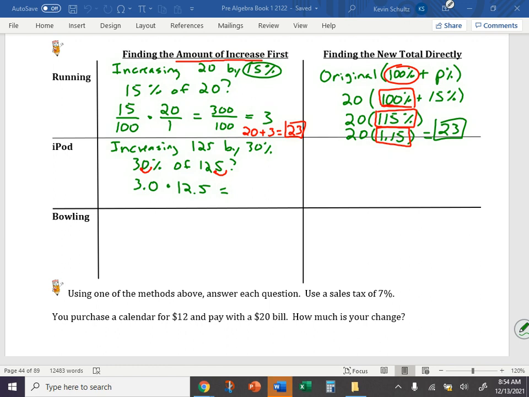Yes, Shay. 37.5. Which in the context of our question represents what? Oh, 162.5. So that's the final answer, right? But what does this 37.5 represent? $37.50. Money, right? So we do want to put the zero here because it is talking about dollars and cents. The context there.